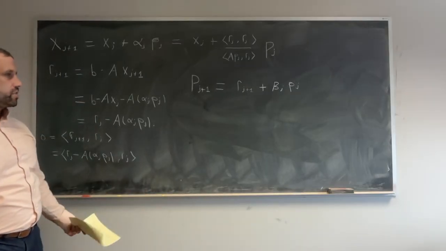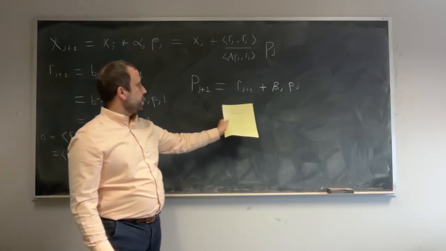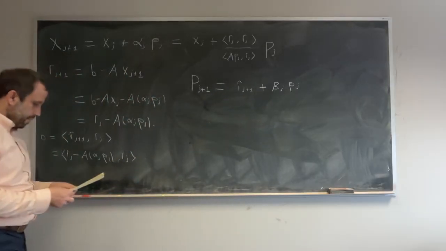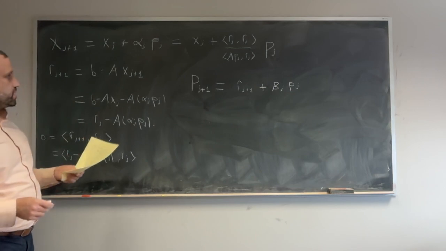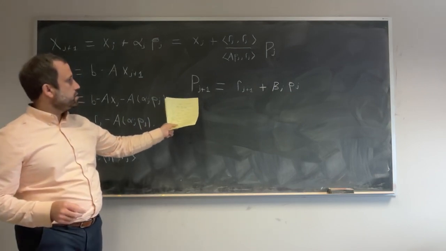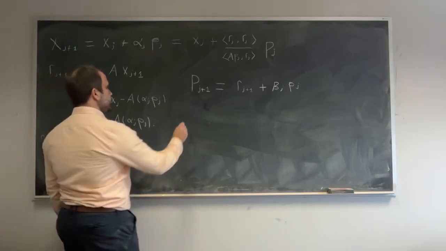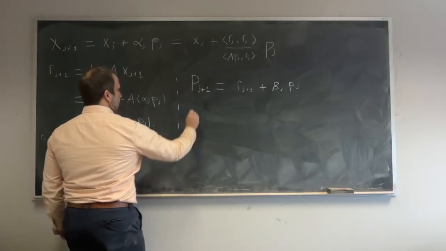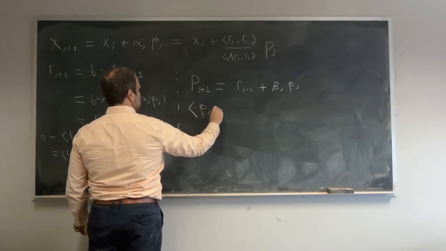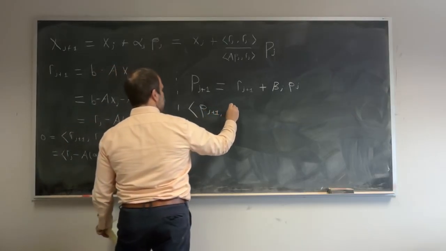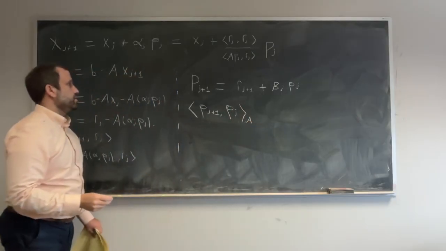We're just reusing these letters. Okay, so p_{j+1} is equal to r_{j+1} plus beta_j p_j. Now, what this tells us, since the p_j's are orthogonal to each other, if I do the A inner product of p_{j+1} and p_j in the A inner product.